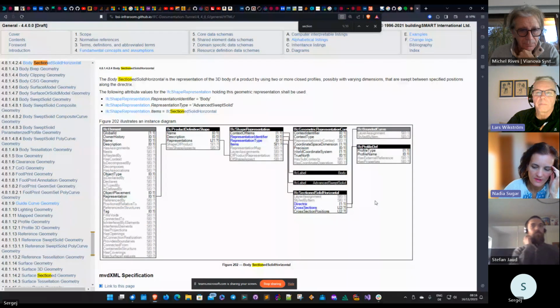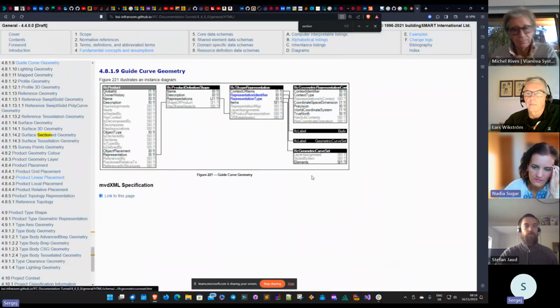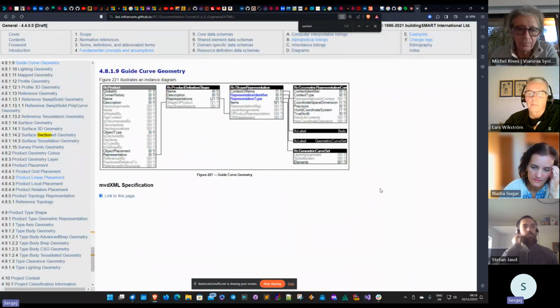And the guide curves are supposed to be, I think you said, polylines. No, there's no restriction. Okay. We just have a geometric curve set. So it really depends. If the requirement is that there are explicit Cartesian points, then of course IFC polyline or IFC index poly curve makes sense.